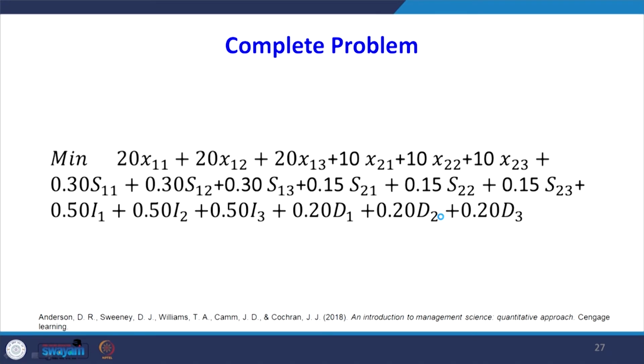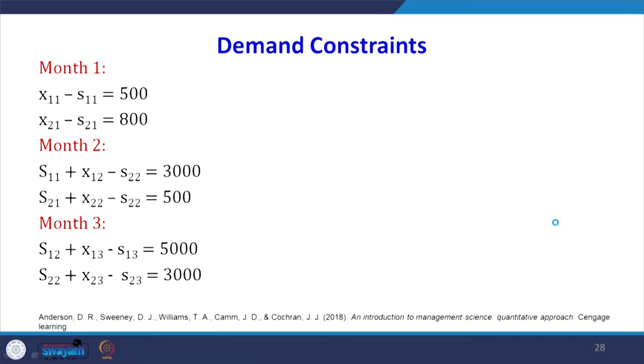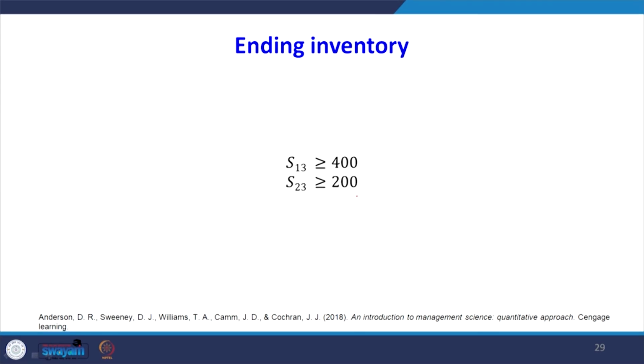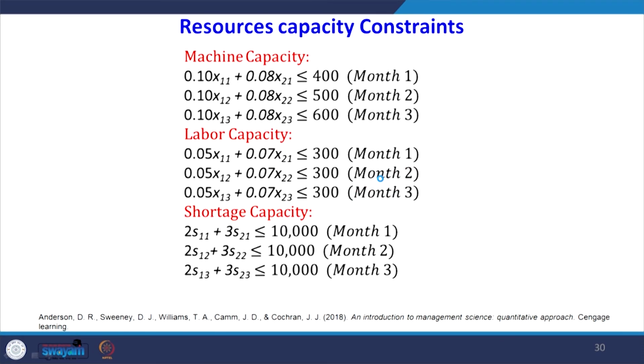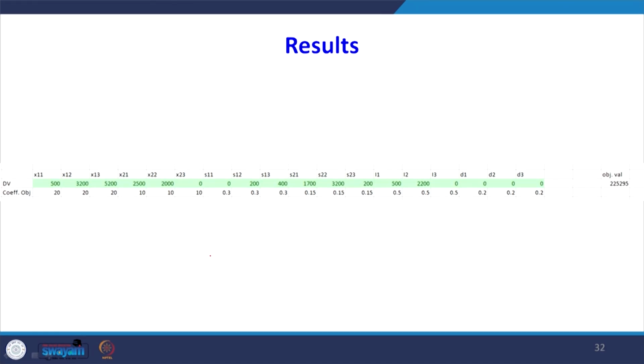Now we will bring all our complete problem. This is a minimization problem because we are minimizing the cost. I have written my objective function, then I have brought the demand constraint for each month, then the ending inventory constraint, then the capacity constraints, machine capacity and labor capacity. The production scheduling problem I have solved with the help of Solver. I brought the output of the Solver. How to read this output?